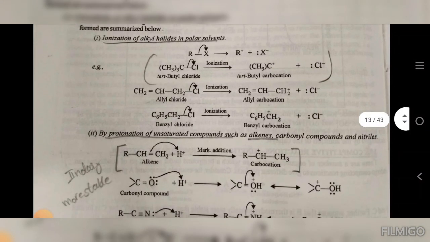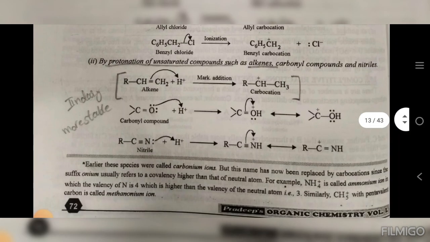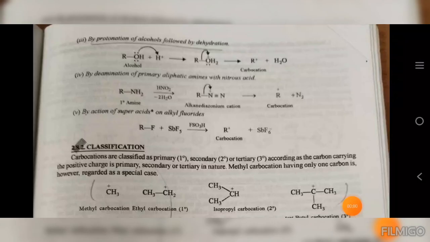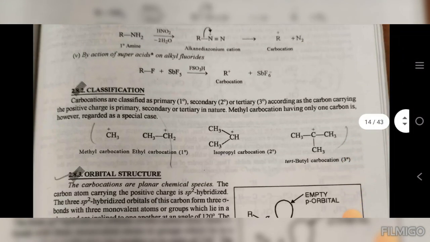Ionization of alkyl halides in polar solvents: tert-butyl chloride, tert-butyl carbocation, alkyl chloride, alkyl carbocation, benzyl chloride, benzyl carbocation. By protonation of unsaturated compounds such as alkenes, carbonyl compounds, and nitriles: alkene, carbocation, carbonyl compound, nitrile. By protonation of alcohols followed by dehydration. By diazotization of primary aliphatic amines with nitrous acid. By action of superacids on alkyl fluorides.